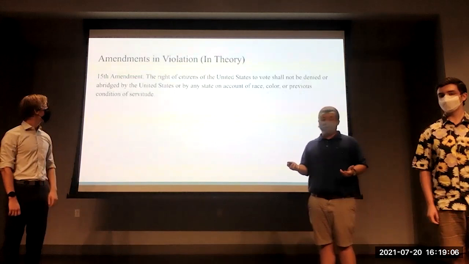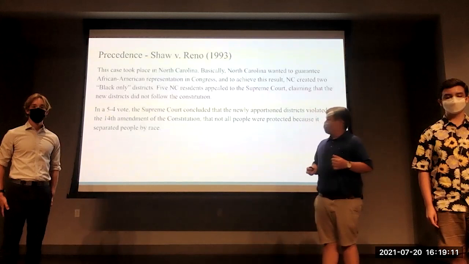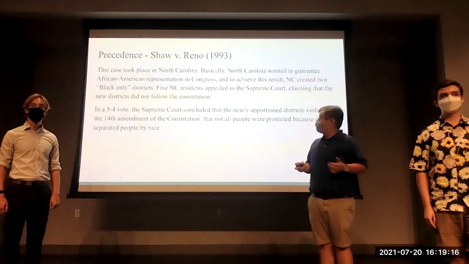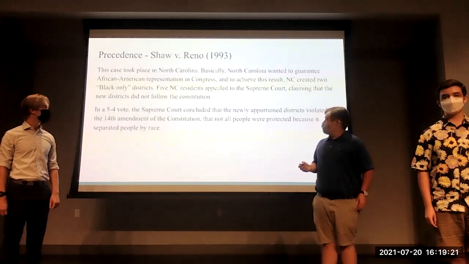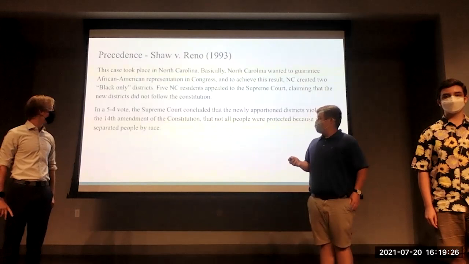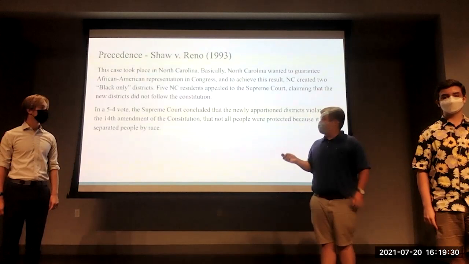First, in Shaw v. Reno, North Carolina wanted to guarantee black-majority districts, so they created districts because they wanted African-American representation in Congress and to vote. And 5 North Carolina residents appealed this, saying that wasn't constitutional. So in a 5-4 vote, the court decided this violated the 14th Amendment because it separated people by race.